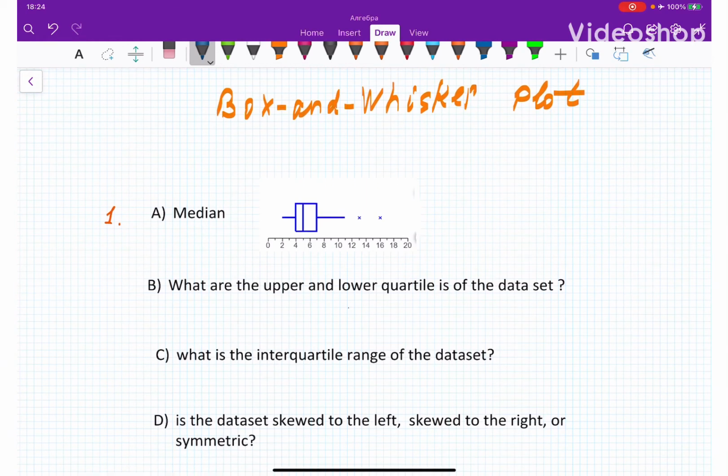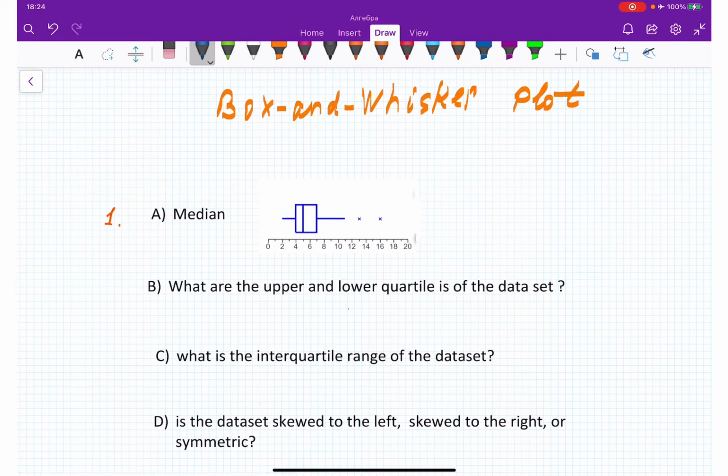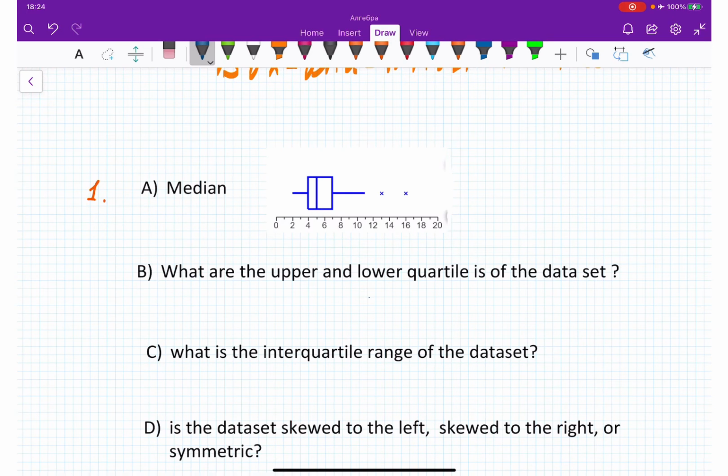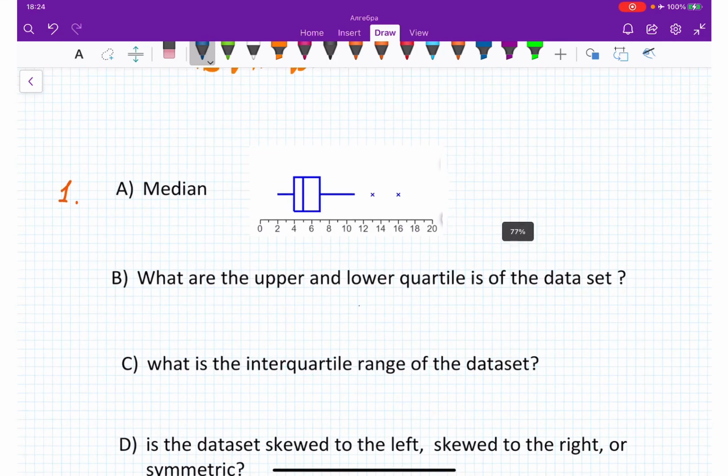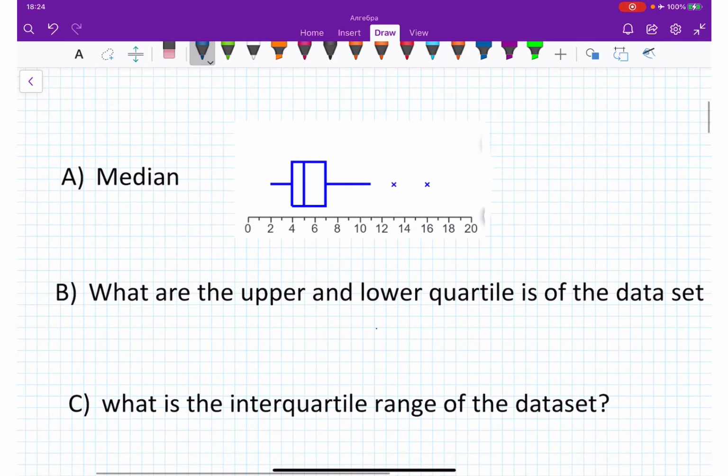Okay, I'm going to solve problems for box and whisker plot. So here is question number 1. Here a box and whisker plot is given. We need to find the median. How much is going to be the median? The median is right this one. This is the median. So it's going to be how much? M is going to be equal to 5, right? That's going to be your median.